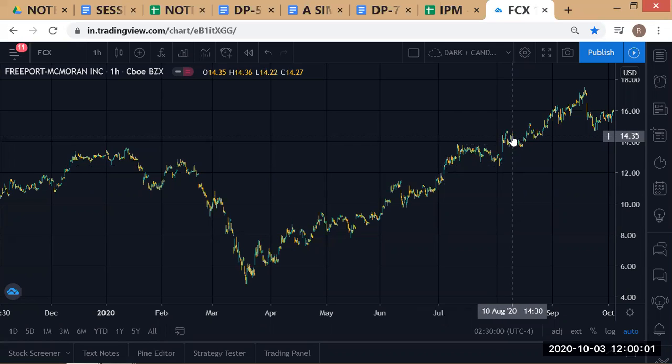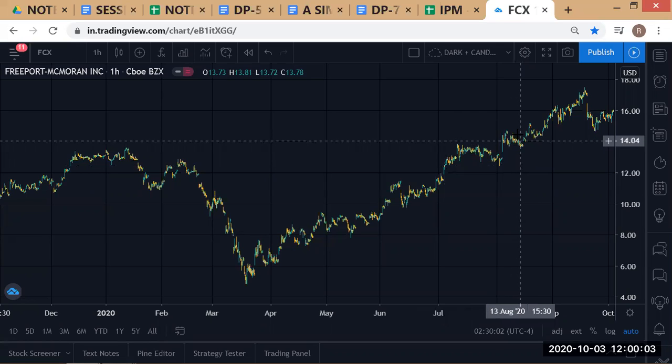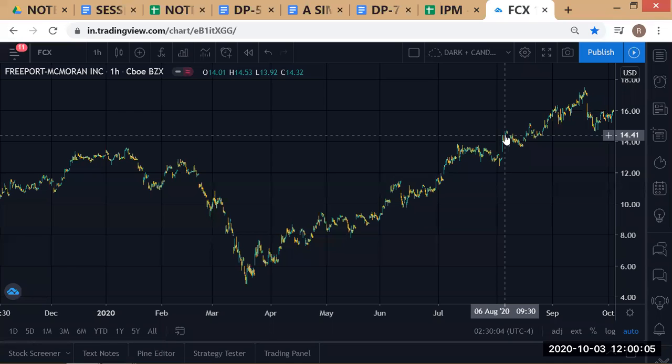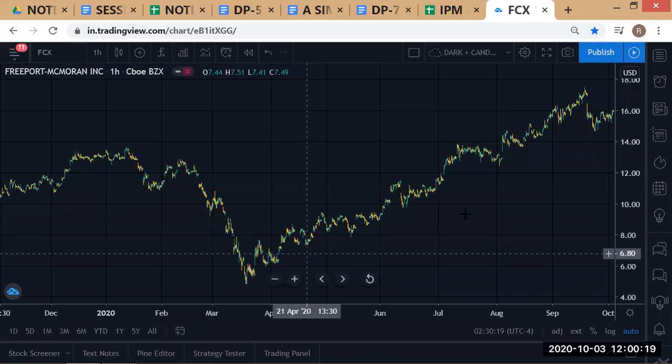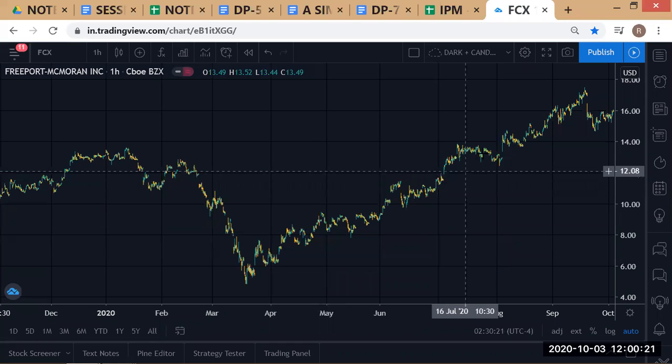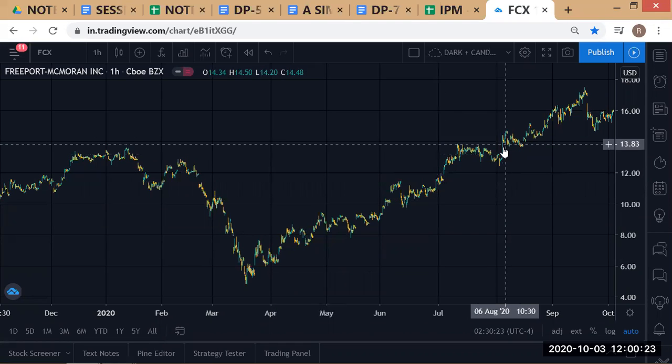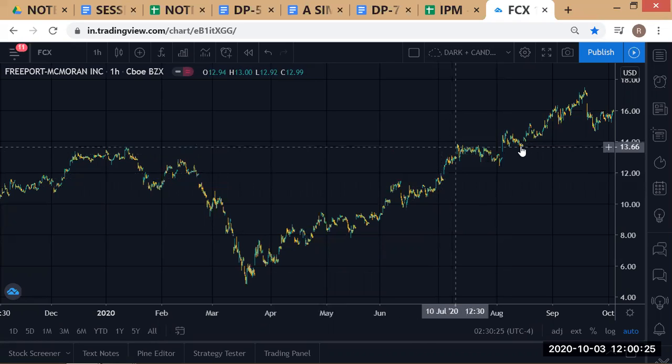What he's doing is taking this decision problem out of the picture. He's removing this decision problem, just like we removed this decision problem by assuming entry at market. He's removing it by making it simpler. He's saying, I don't need to predict when the market is going to top out. I don't need to predict what is the end of the uptrend.